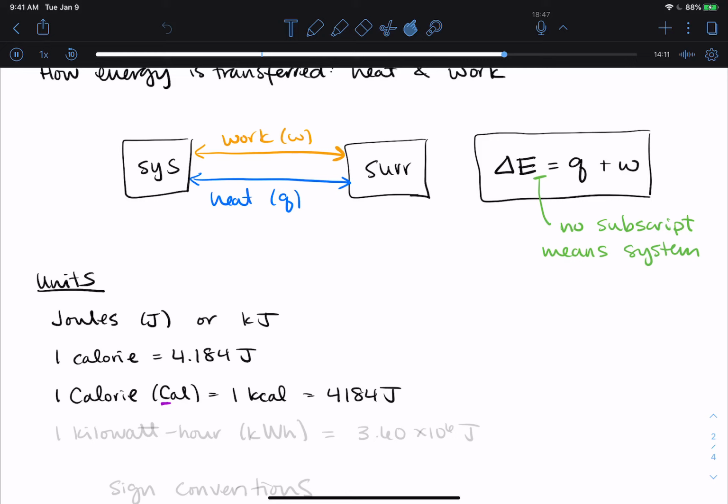All right. A last random one that we'll see a little bit when it comes to things like electricity is a kilowatt hour. So it's a kWh. And a kilowatt hour is 3.60 times 10 to the 6th joules. Just to give you an idea of how small a joule is.